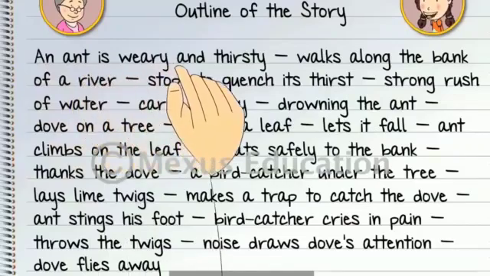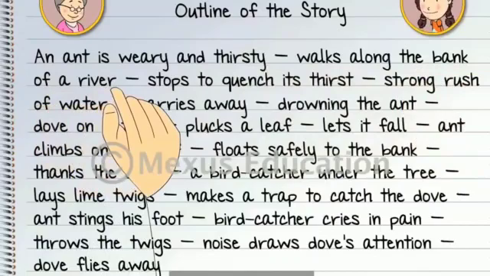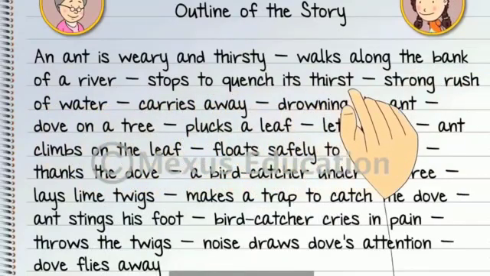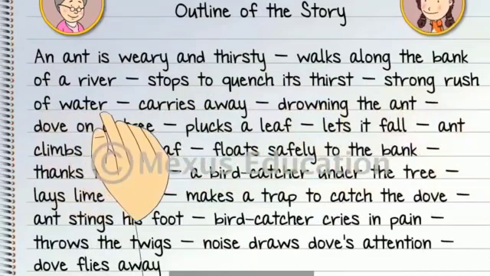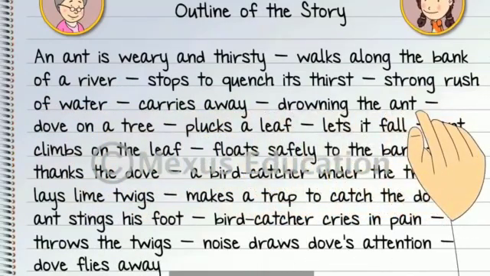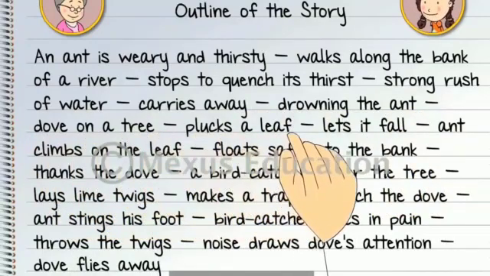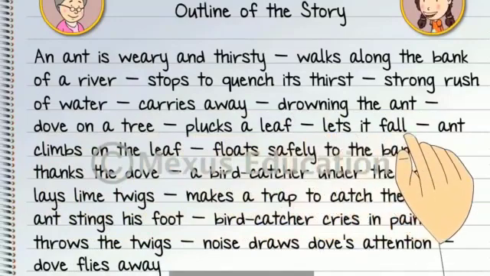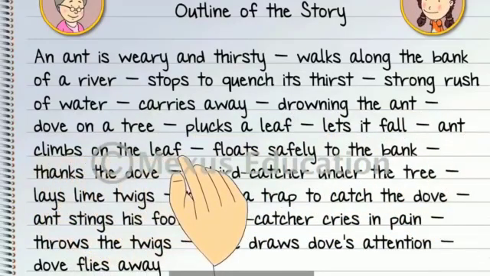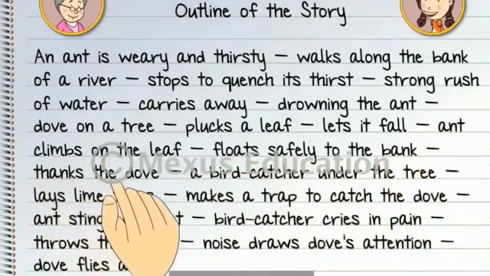Here is an outline of the story given. An ant is weary and thirsty, walks along the bank of a river, stops to quench its thirst. Strong rush of water carries away, drowning the ant. Dove on a tree plucks a leaf, lets it fall. Ant climbs on the leaf, floats safely to the bank, thanks the dove.